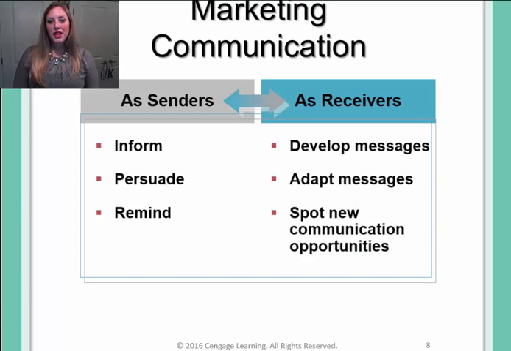So in marketing communication, we have senders and receivers. Marketers are both senders and receivers of the message. As senders, marketers inform, persuade, and/or remind the target market to adopt courses of action. As receivers, marketers attune themselves to the target market in order to develop and adapt messages and spot new communication opportunities. Marketing communication is a two-way process.